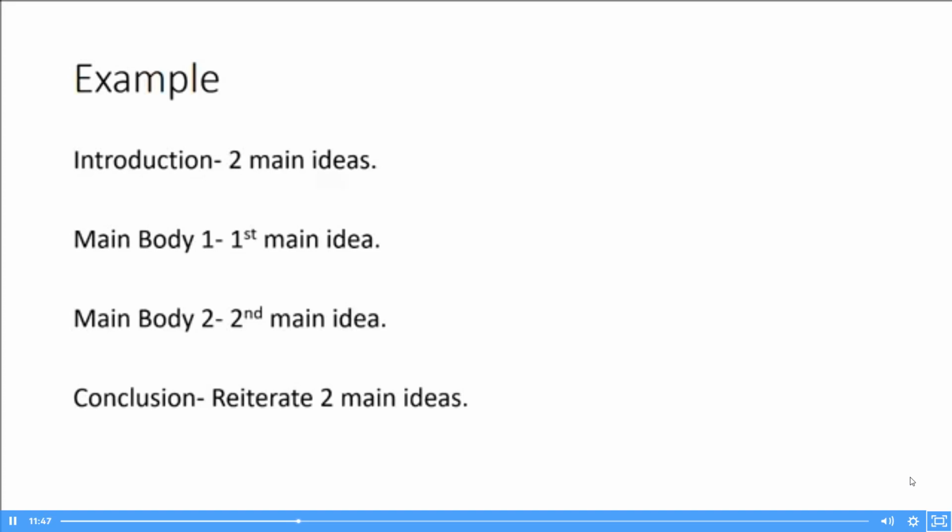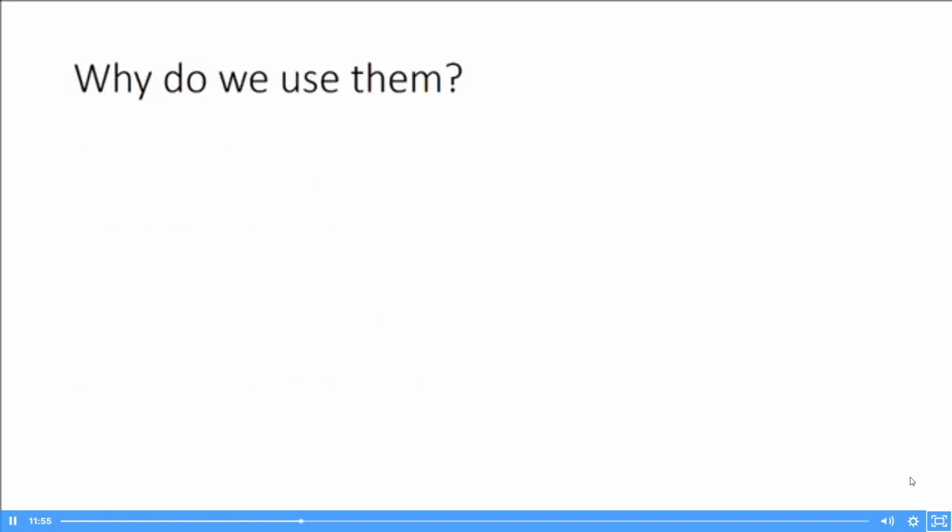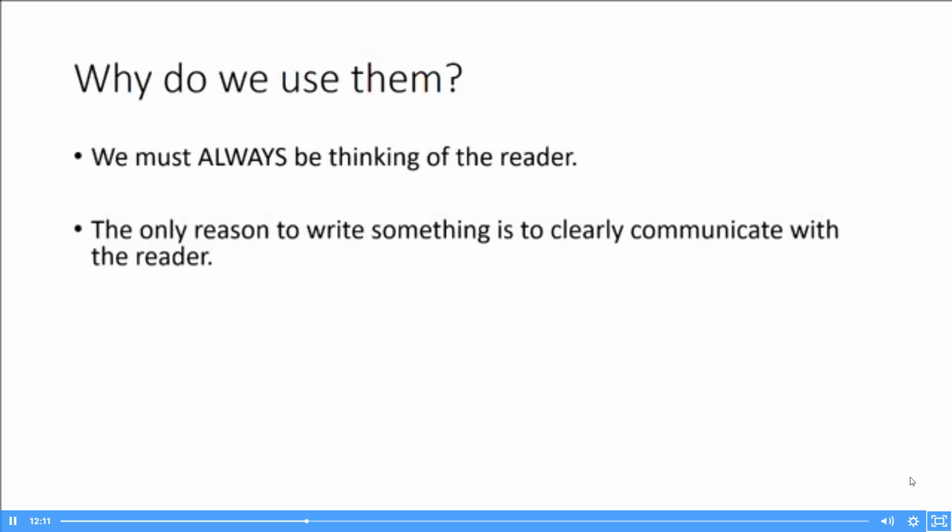So why do we use them? We must always be thinking of the reader. Everything you do in IELTS writing, you must be thinking of the reader. That is the only reason why we write anything. The only reason to write something is to clearly communicate with the reader. That is the sole purpose of writing. The only reason why you put pen to paper and write words on that paper is to communicate clearly with someone. A topic sentence tells the reader what the main paragraph is about.